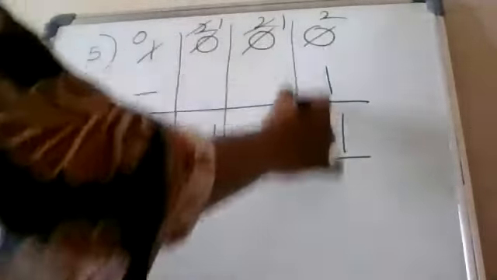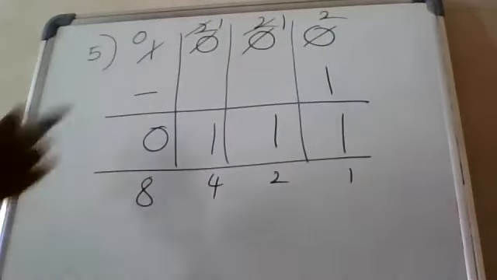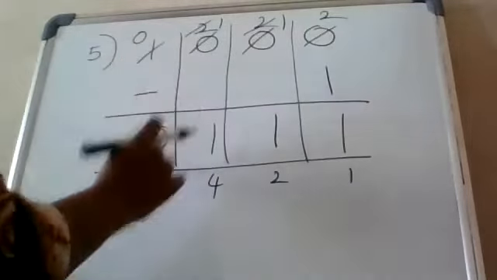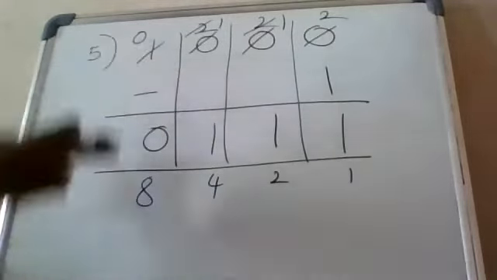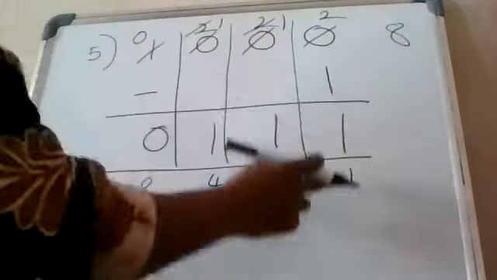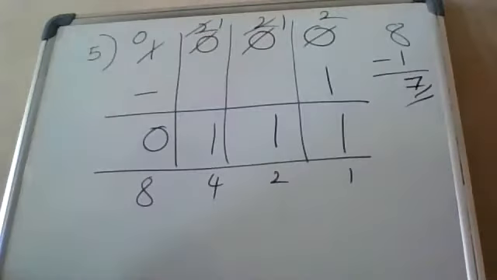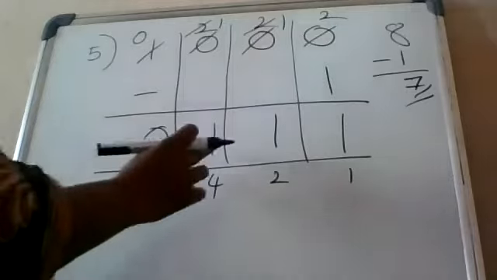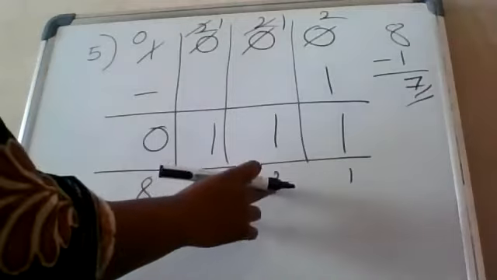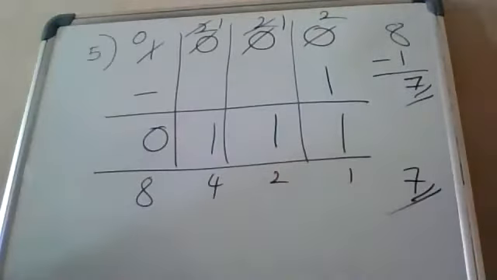Again check the answer. 1, 2, 4, 8. For this row, here 1, for 1 value is 8. For this 1, 8 minus 7. In this 1, 1, 1. For this one 4 plus 2, 6, 6 plus 1, 7. Answer is correct.